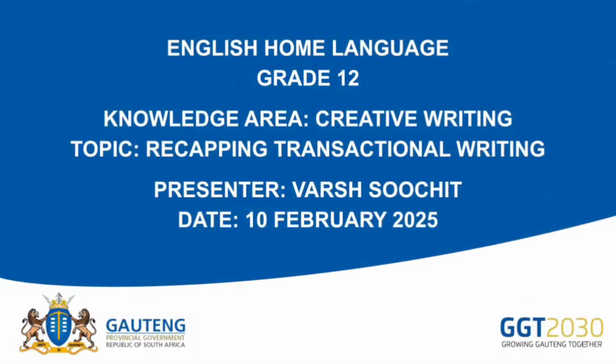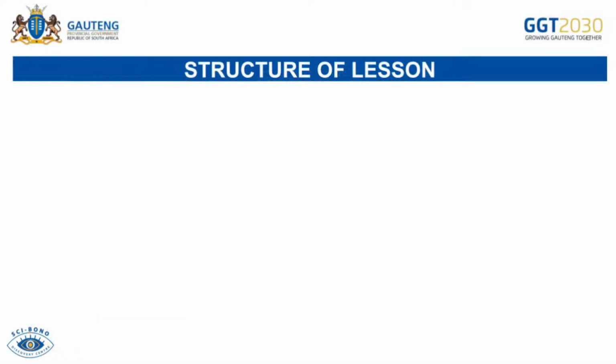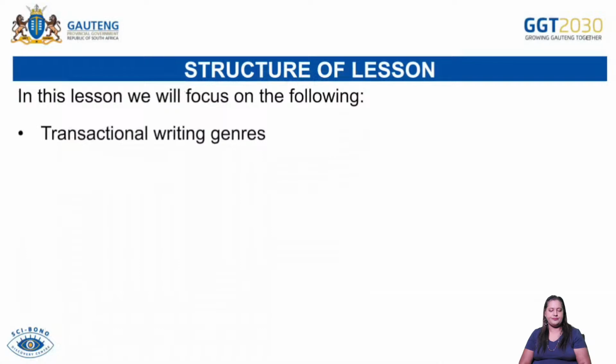Now, if you're looking at creative writing, I did focus on a lesson last week where we dealt with the essays. This week we're going on to the next part of writing as a skill, which is dealing with transactional writing. So we're going to be dealing with the various types of transactional pieces that you need to be aware of when you're tackling this in paper 3 as well as in the formal assessments this year.